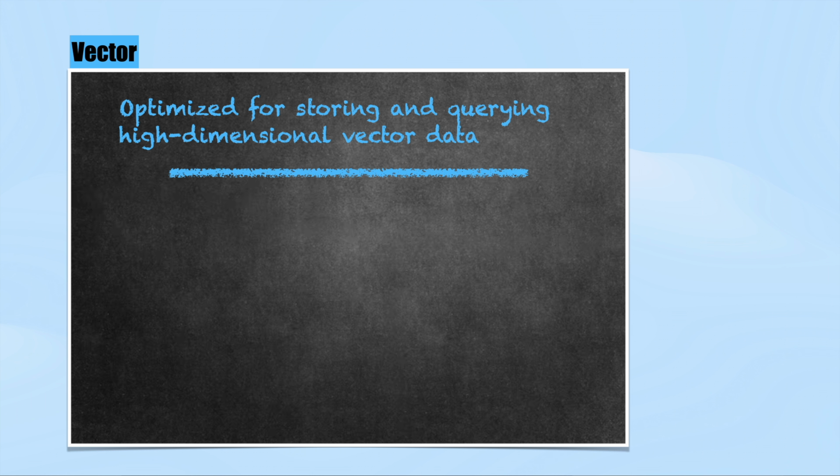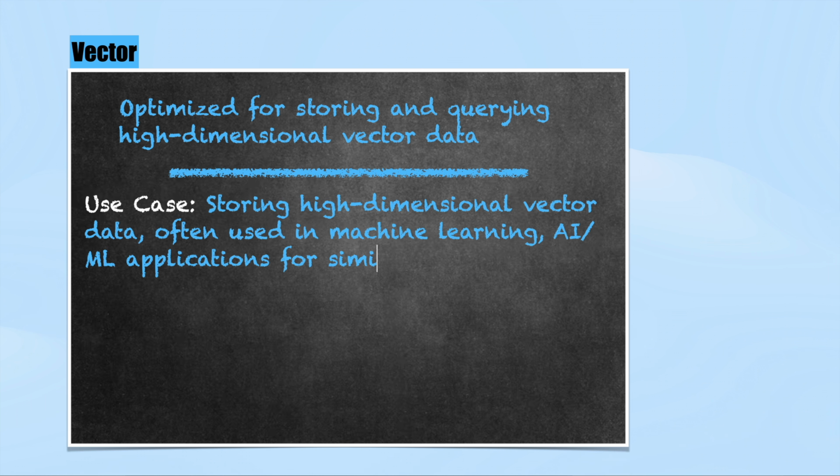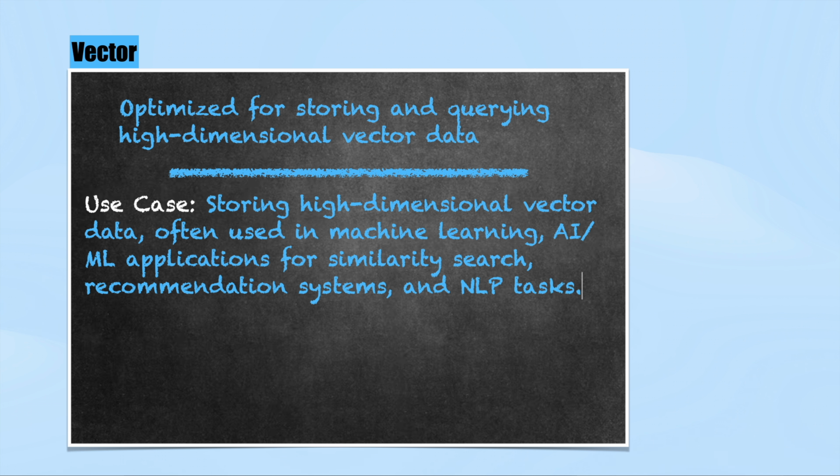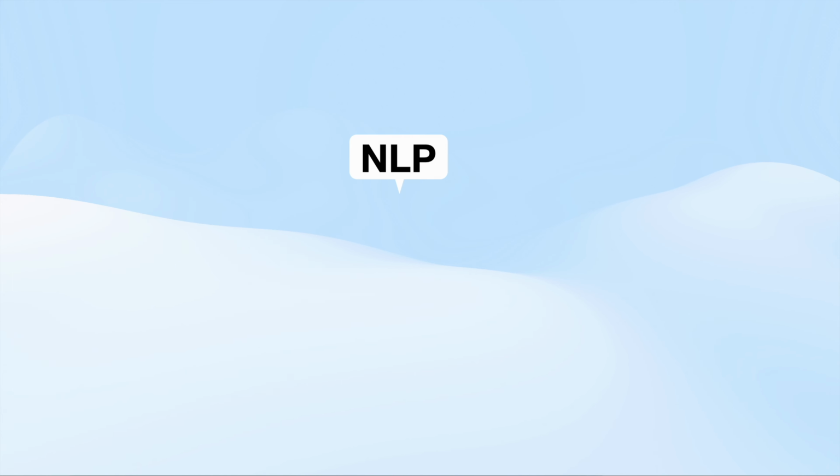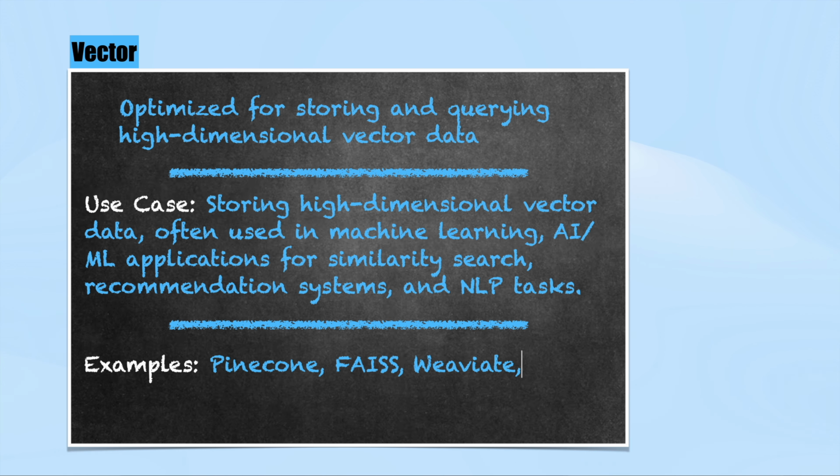Vector databases are useful in machine learning and AI/ML applications. They are perfect for tasks like similarity search, where you want to find data points that are similar to each other. For example, if you have a recommendation system, a vector database can help find similar products or movies based on user preferences. They are also used in natural language processing, NLP, like understanding word embeddings or text similarity. A vector database can store the vector representations of words or sentences and help in retrieving the most similar ones based on meaning. You can find mentioned here some popular examples of vector databases.